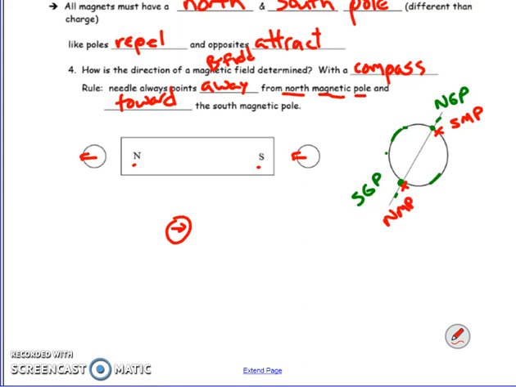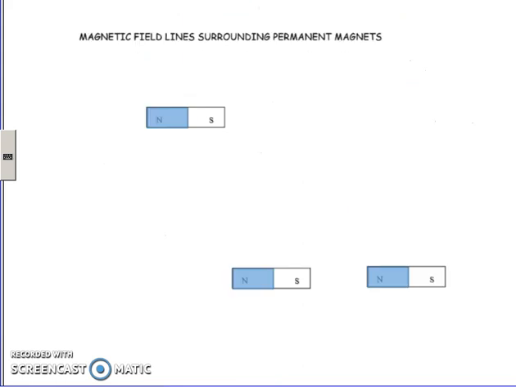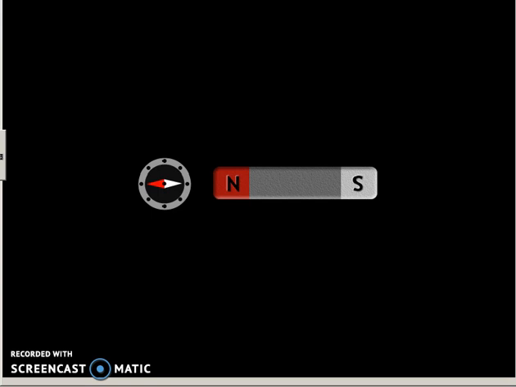So if I have a compass somewhere on the Earth here, it's going to point this way towards the North Geographic, but because of the South Magnetic. All right, so give yourself time to digest that. All right, now let's look at what the field lines surrounding permanent magnets look like, and they have three different situations. So I'm going to show you a little applet right now to kind of give you an idea, and then we'll go from there.